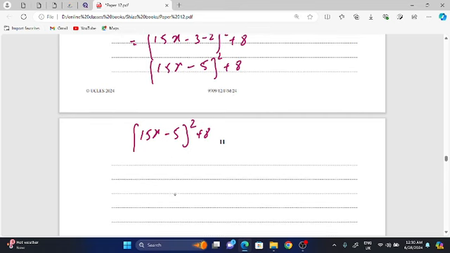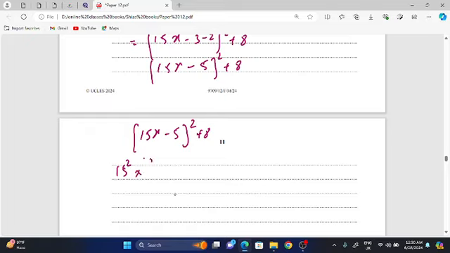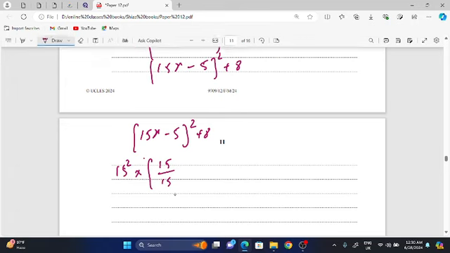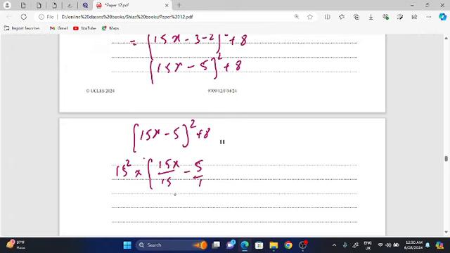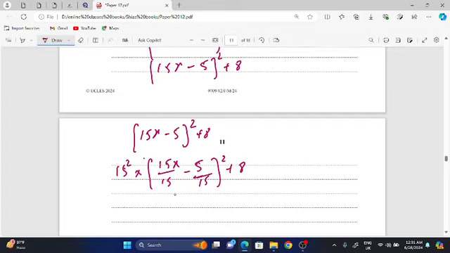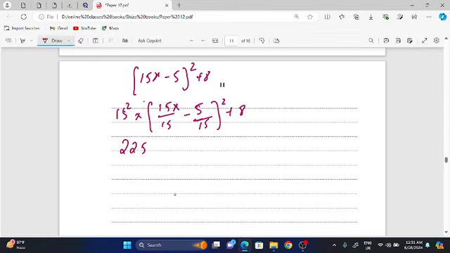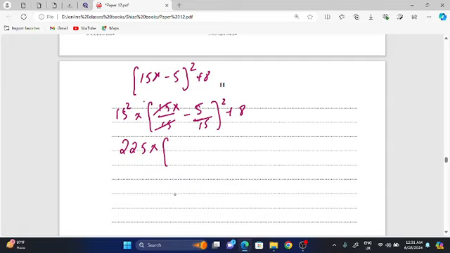So you can divide by 15 in order to make the coefficient of x as 1. So 15 square will be multiplied outside and divided inside: (x minus 5 by 15) whole square plus 8. 15 square means 225. So 225 times (x minus 1 by 3) whole square plus 8.